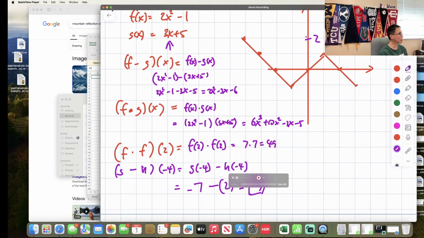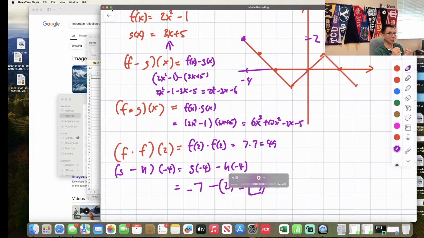Anybody's lost? Yes. Can you explain h of -4? Okay, h of -4 basically means this. What happened at -4? What is the output? The y is the output. The output is going to be 2. Does that make sense? Because that means when x equals -4 in the h function, what will be the y value? Reading the graph, the y value is 2, so you just say that's 2. So sometimes a graph can represent a function.